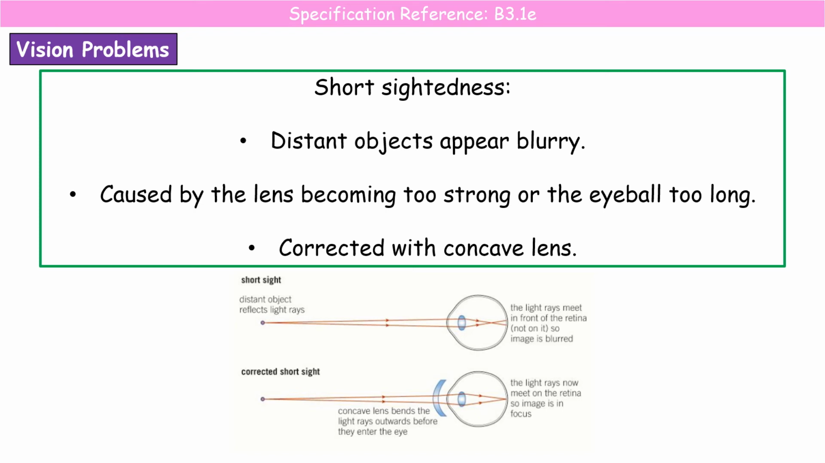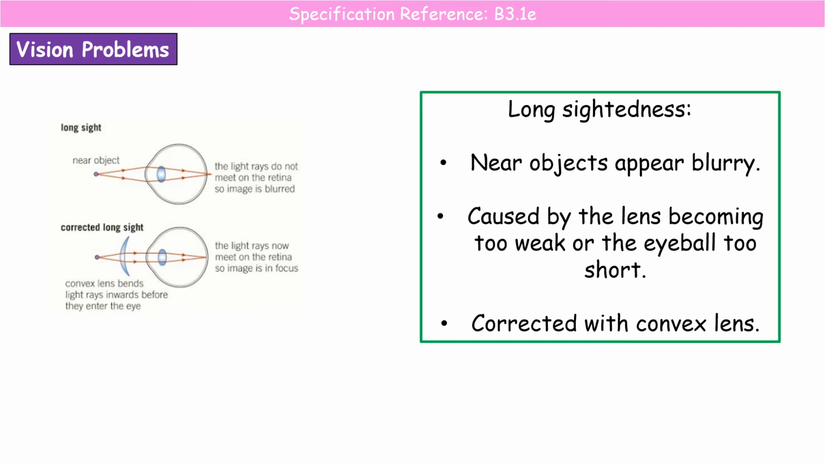So you can see in the little diagram below what's actually happening. The top one shows us the situation without glasses. The light would actually be coming to a perfect focus sort of in the middle of your eyeball. But when we actually add that concave lens, what it does is it bends the light slightly outwards before it enters the eye, which then means it comes to that perfect focus on the retina. So short sight, concave lens.